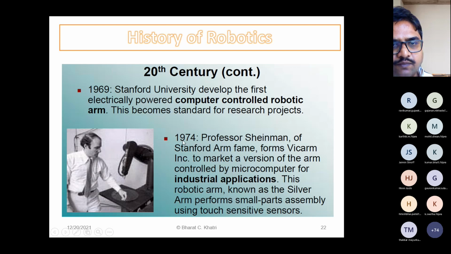In 1974, Professor Scheinman of the Stanford arm frame moved to market a version of the arm controlled by a microcontroller for industrial application. So he made one industrial application arm that could be sold in 1974. This robotic arm was known as the Silver Arm, and it performed small part assembly using touch-sensitive sensors. This photograph shows that industrial arm. So in 1974, people were using robots for assembly purposes also.